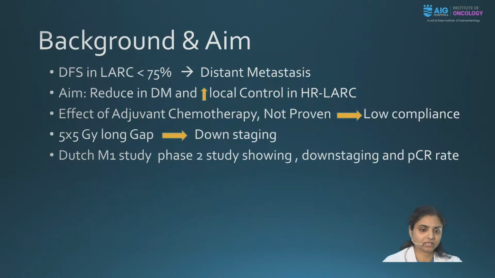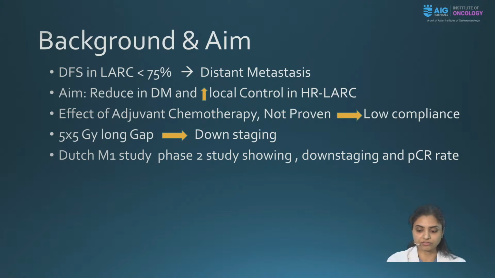And what exactly is the background and aim as to why we are slowly going towards total neoadjuvant treatment? So the DFS, the disease-free survival, in locoregionally advanced cancer is less than 75% because of distant metastasis. The aim here is to treat the distant disease, not just the local disease. The aim is to reduce the distant metastatic disease as well as achieve local control in locoregionally advanced rectal cancer. The effect of adjuvant chemotherapy has not been clearly proven in rectal cancers. Most of the data we have is extrapolated from colon cancer.